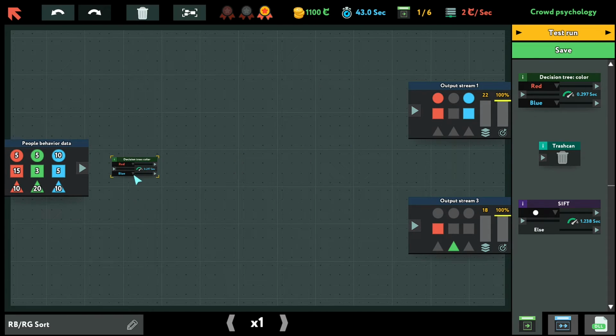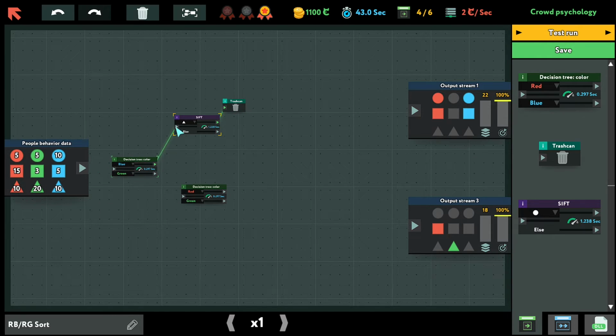I need a decision tree that's going to sort blue this way and green this way, and that'll make red go evenly between the two. And then I need one here to sort between red and green. And I need this here to go to triangles to go to a trash can.